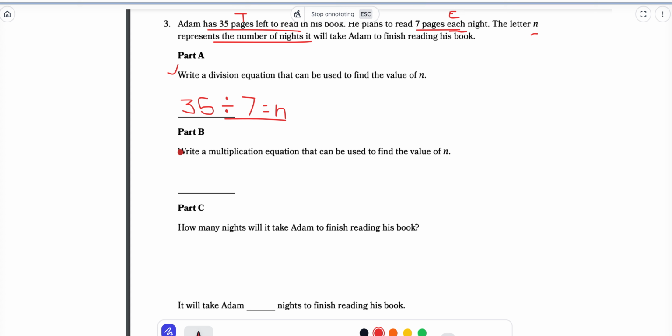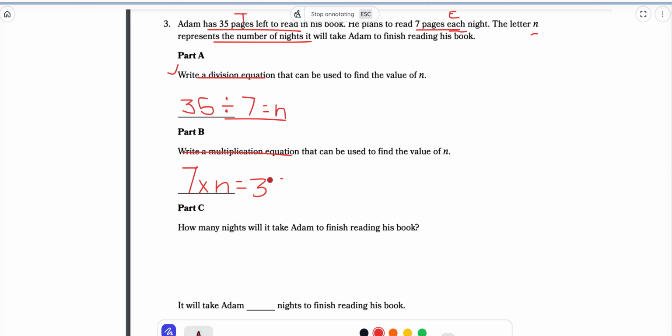But now part B says, write a multiplication equation. Oh, and it even told you in the directions division. Oh my. So hopefully you got that one right. Multiplication equation. So what would the multiplication equation be? Still use that N. Jimena, can you do it for me? Can you do part B? Very good. 7 times N equals 35.